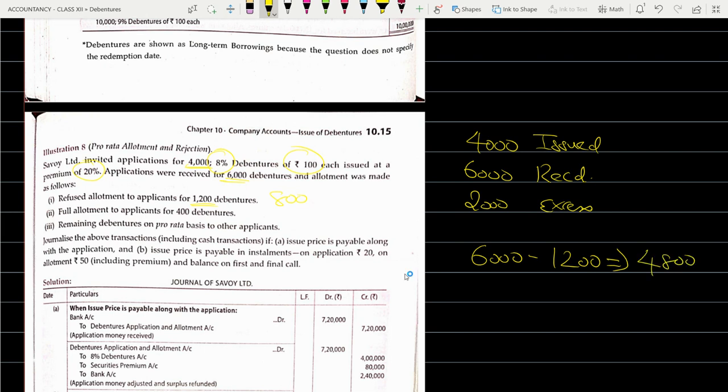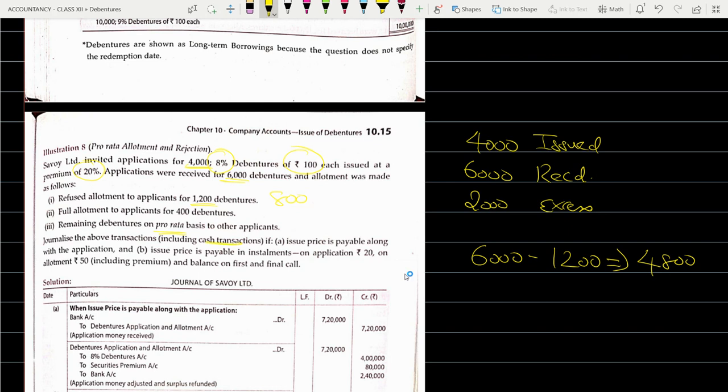So that's why I said 800 will be balanced. Okay, so you are allocating in such a way that 1200 you are rejecting completely, and you are giving a full allotment to 400 debentures. The remaining debentures were being allotted on a pro rata basis to other applicants. They are asking you to journalize the above transaction, including the cash transactions.